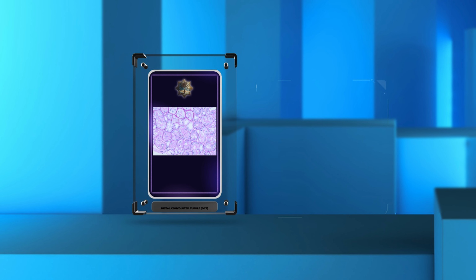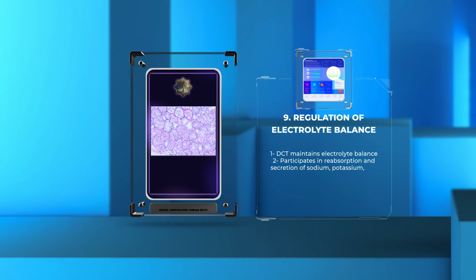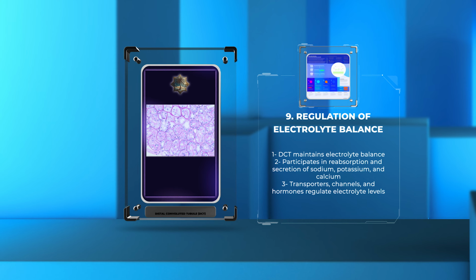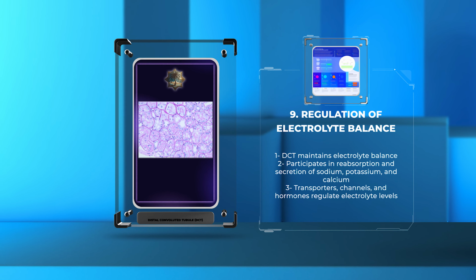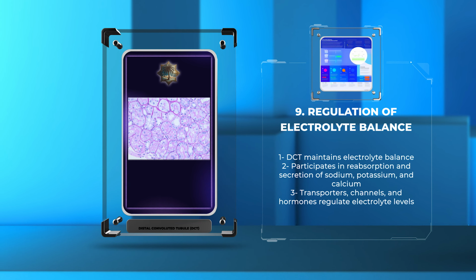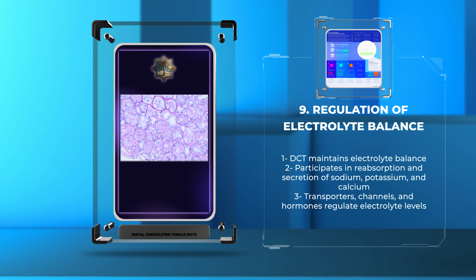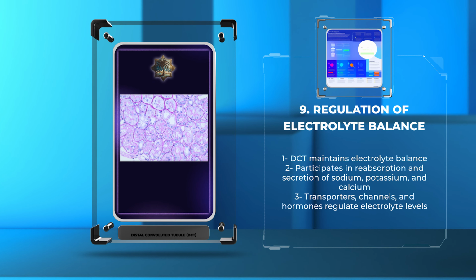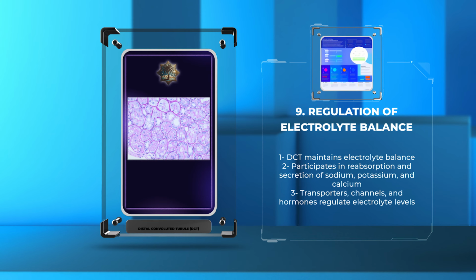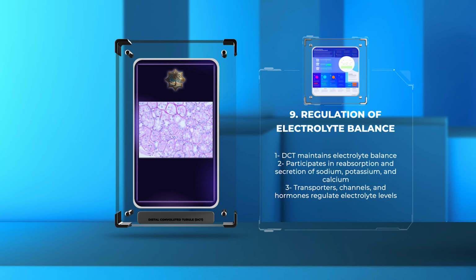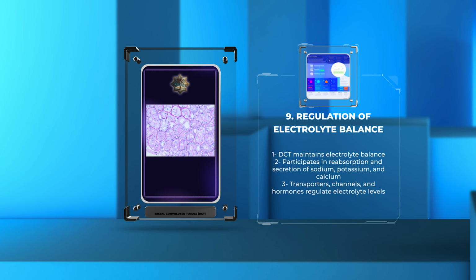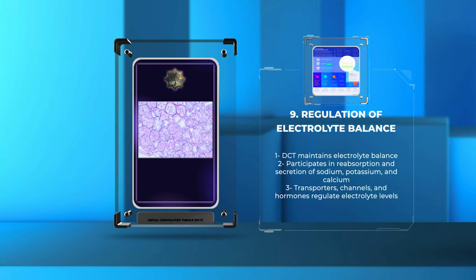Electrolyte balance, particularly the regulation of sodium, potassium, and calcium, is crucial for various physiological processes. The DCT actively participates in maintaining electrolyte balance by fine-tuning their reabsorption and secretion. The coordinated actions of transporters, channels, and hormonal regulation ensure precise control over electrolyte levels, preventing their excess or deficiency.